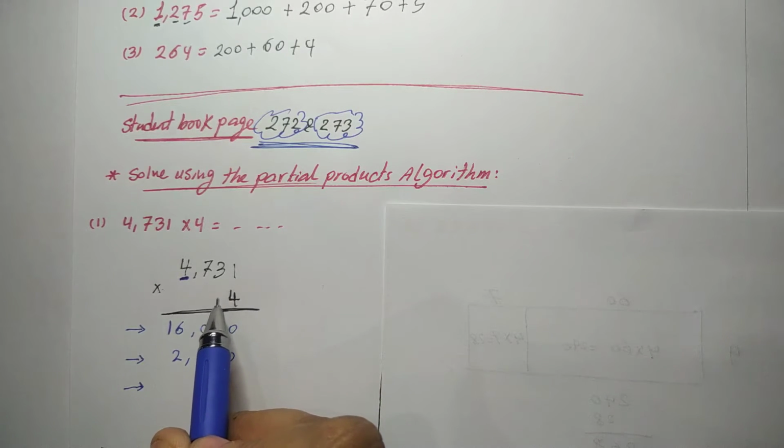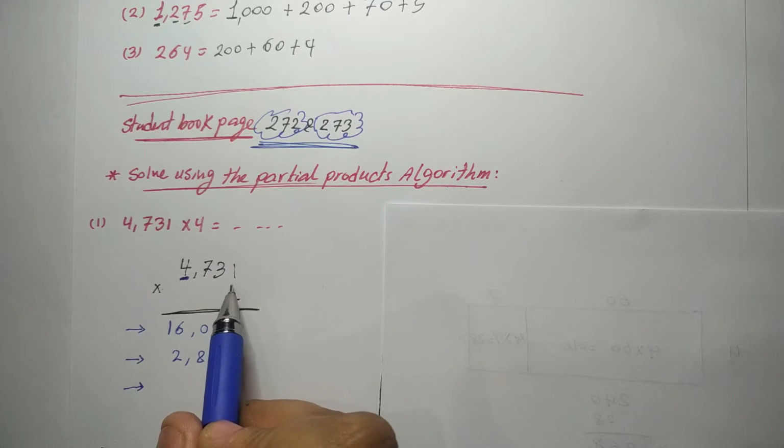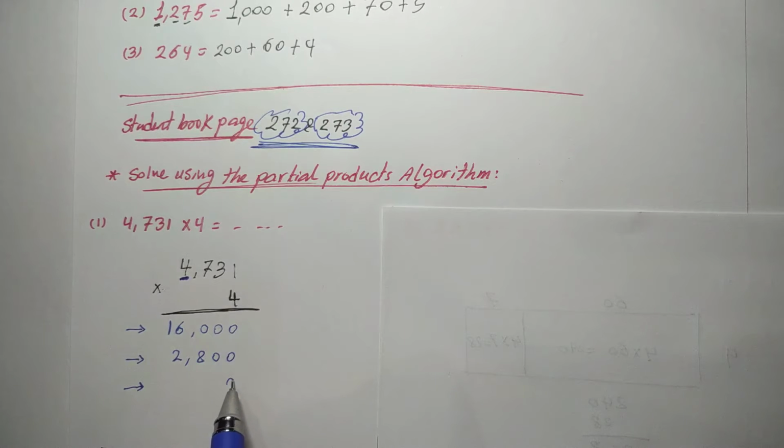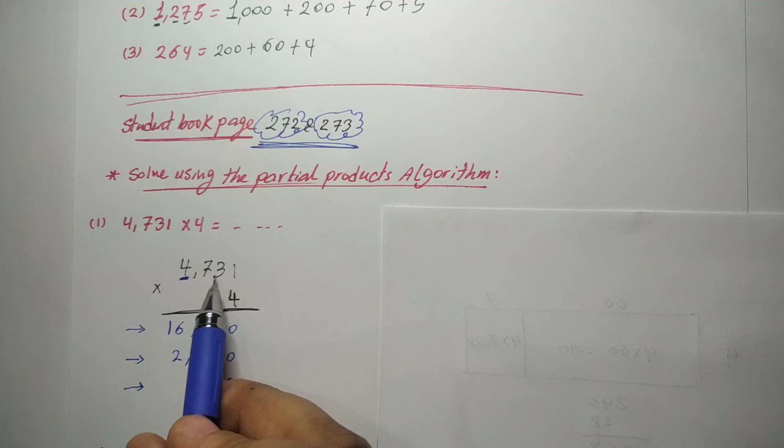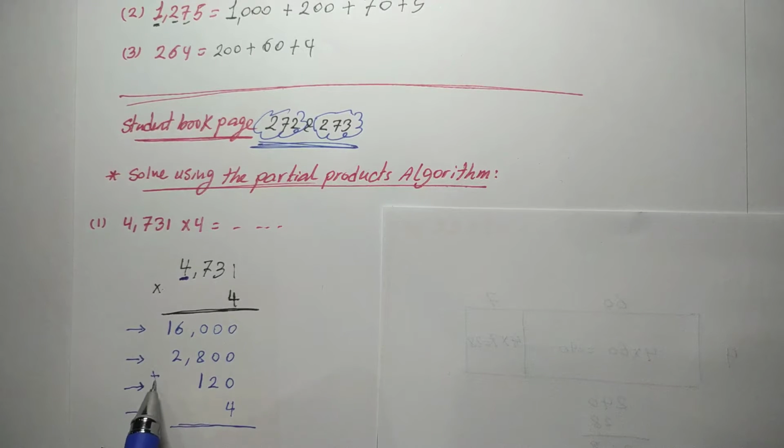Before we write the answer, it's 3 in the tens place. Before it is 1 digit, so I will write 0. 4 times 3, it will be 12. The fourth line, 4 times 1, it will be just 4 in the ones place, and start adding these numbers together.